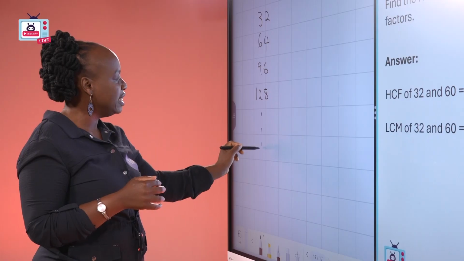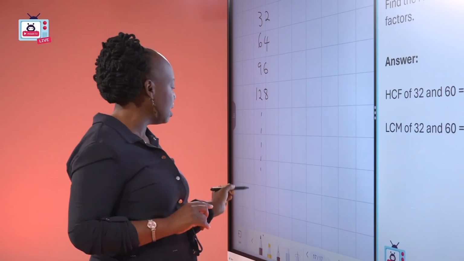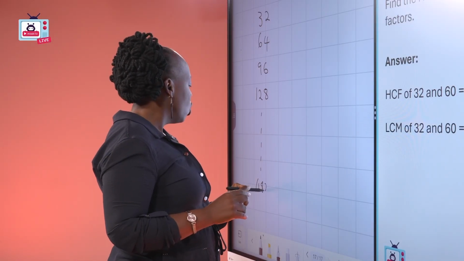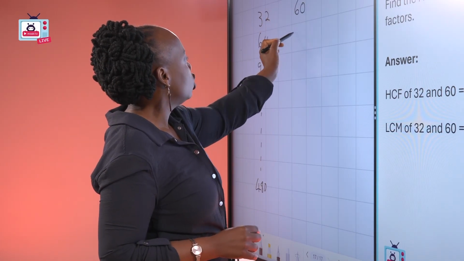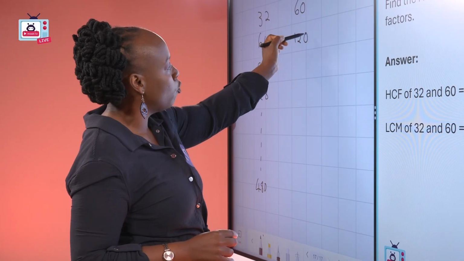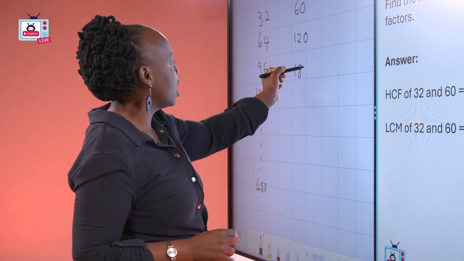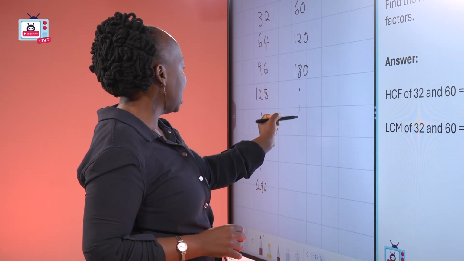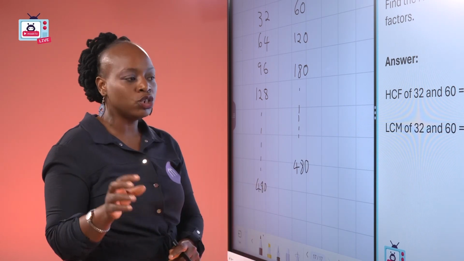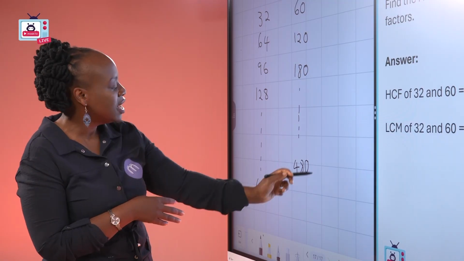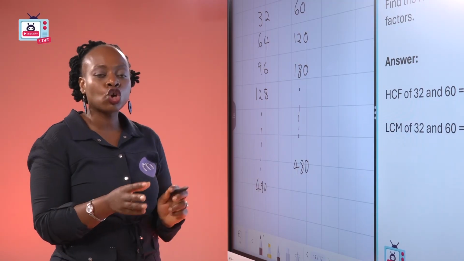And you keep on adding and adding until you reach the first number that you will reach in common, which will then be 480. So you do the same for 60. You just keep on adding 60. You have 120. You add 60, you get 180. If you keep on adding 60, somewhere on down the road, you will get your 480. So this is actually your lowest common multiple.